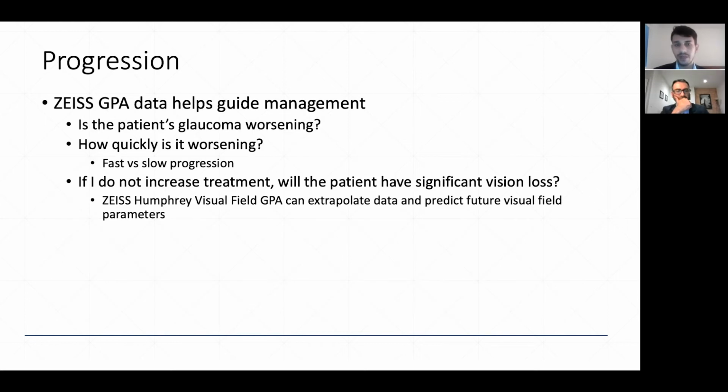This Zeiss GPA data helps guide our management. It helps us answer questions like, is the patient's glaucoma worsening? If it is worsening, how quickly? Is it a fast progressor or a slow progressor?